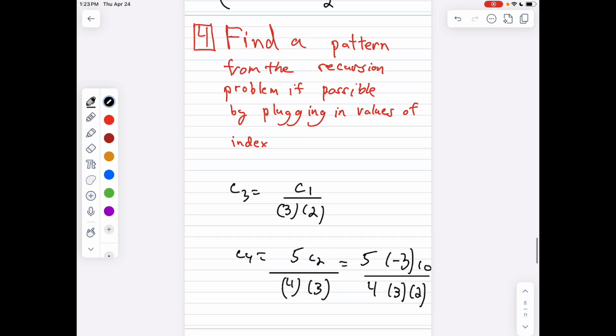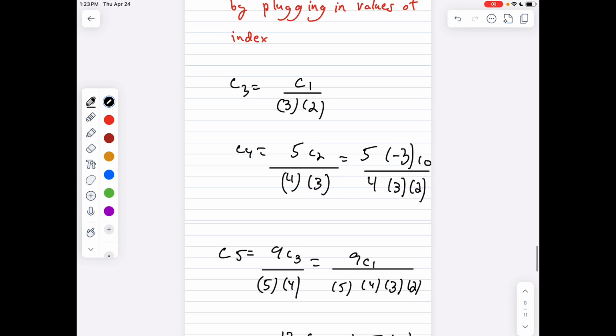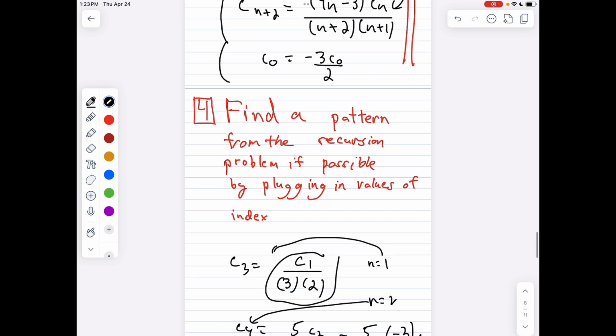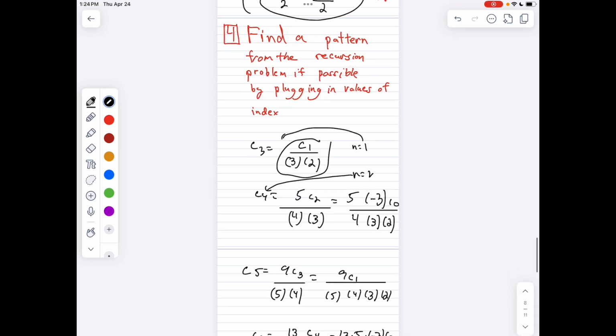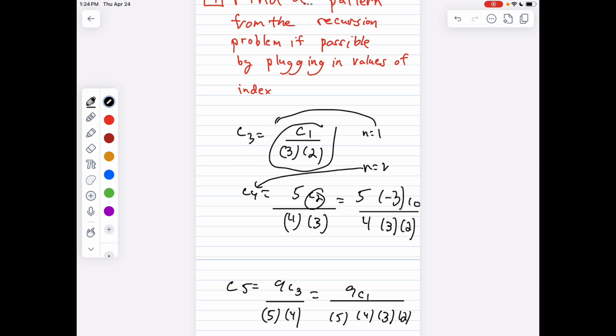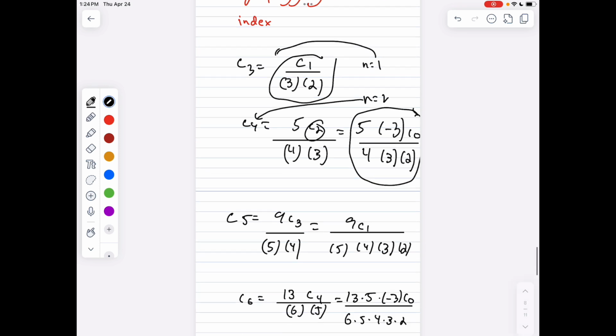If you started plugging values into that formula, if you plug in 1, you get c3, and that would equal what you see here. If you plug in n equals 2, you would have c4, which is 5c2 over 4 times 3. We know what c2 is, we found that out. c2 is equal, my mistake here, to minus 3c0 over 2. So c2 over here was replaced with minus 3c0 over 3 times 2.